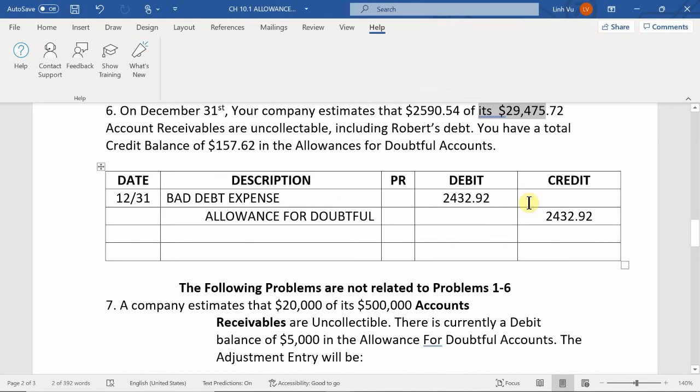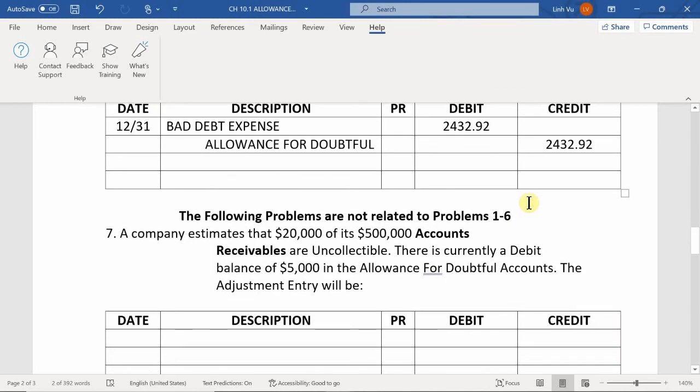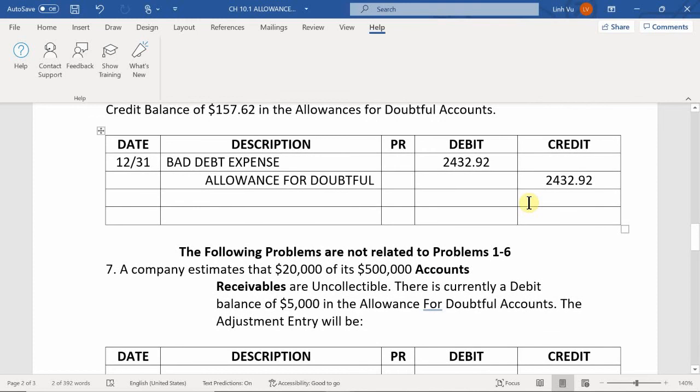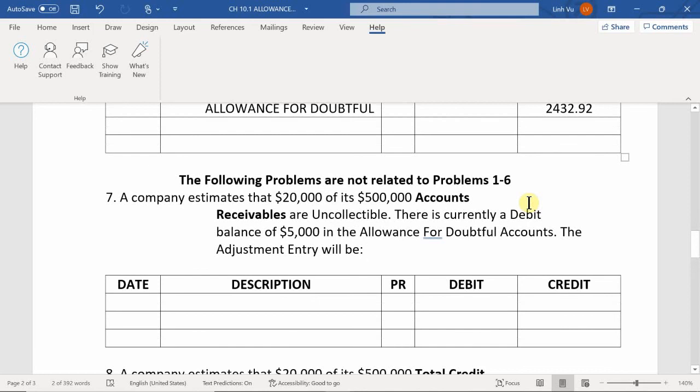So here I was nice enough to give you some easier numbers to work with, okay? The next four problems are not related to the previous section. Number 7: if a company estimates that $20,000 of $500,000 worth of accounts receivable is to be uncollectible, and there is currently a debit balance of $5,000 in the allowance for doubtful accounts, how do you journalize this adjustment?